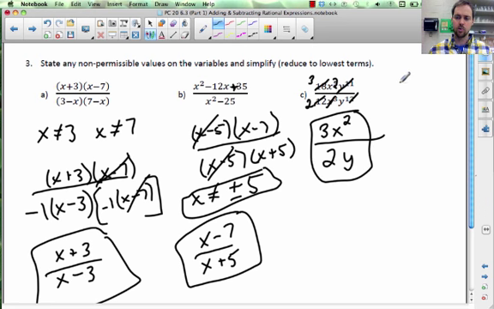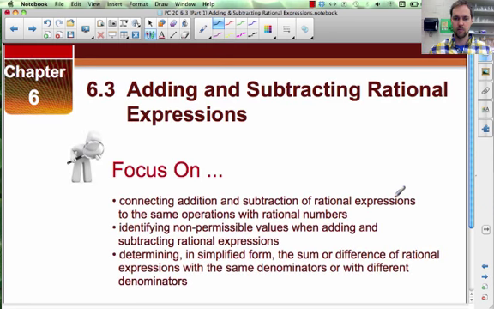And that's it. Your non-permissible values, x can't be 0 and y can't be 0 because each of them would make the denominator 0. Can't divide by 0. Alright, there you go. Take a pause, read through it.